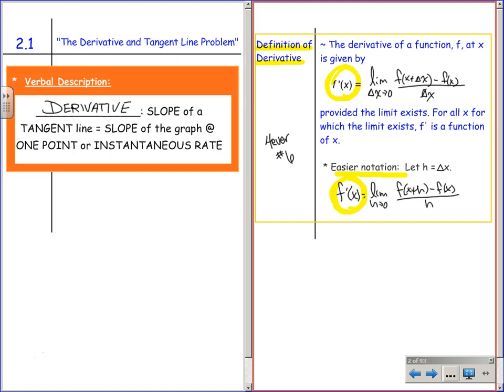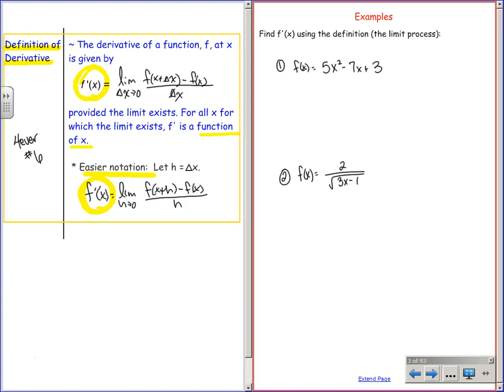f prime of x equals. Now, technically, it's only if the limit exists. But if the limit exists, f prime of x is a function. It's an entire function. It's not just one slope. It's all the slopes to a graph at all the different possible x values.